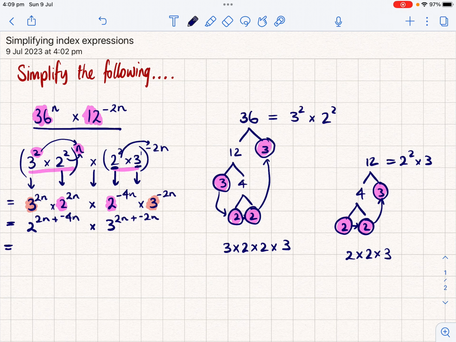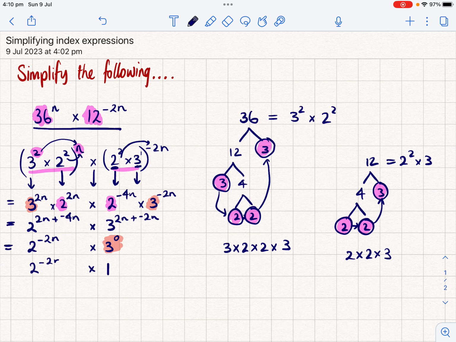All right. Simplify that down a little bit. I get 2 to the power of negative 2n times 3 to the power of 0. Now we stop and look again. Anything to the power of 0 is always equal to 1. So this part of the expression will be equal to 1.